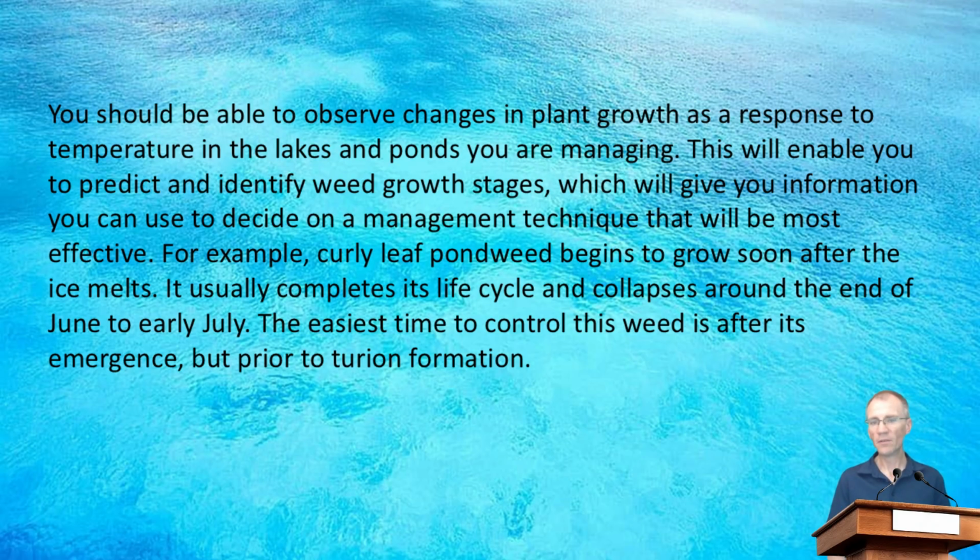For example, curlyleaf pondweed begins to grow soon after the ice melts. It usually completes its life cycle and collapses around the end of June to early July. The easiest time to control this weed is after its emergence, but prior to turion formation.